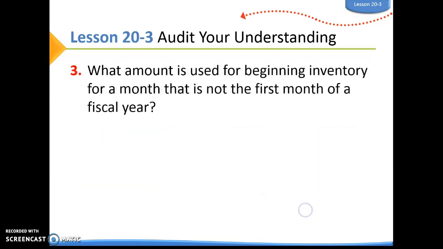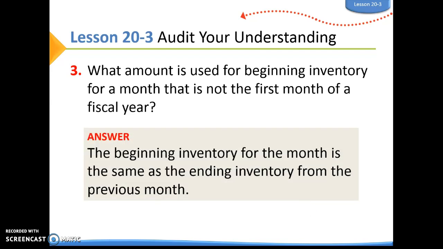And the last question, number 3, what amount is used for beginning inventory for a month that is not the first month of a fiscal year? We're just going to take the previous month's ending inventory. Move on to the 20-3, work together.